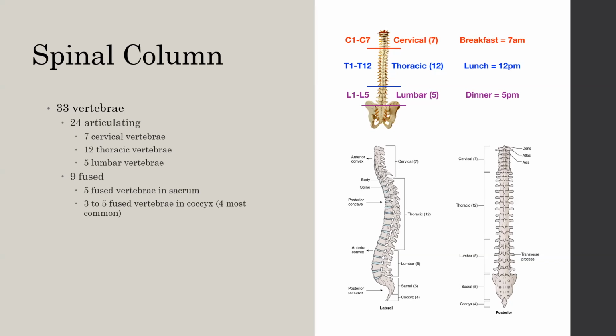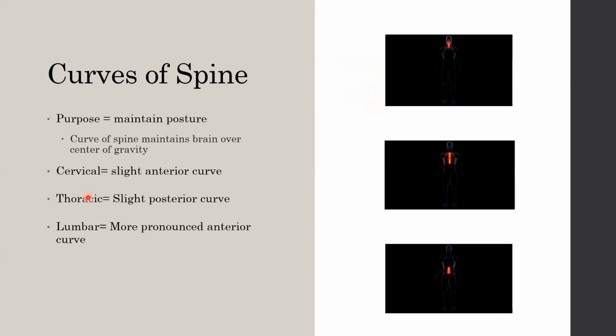in our coccyx. For the purpose of this lecture, we will be focused primarily on the 24 articulating vertebra region, which will include our cervical, our thoracic, and our lumbar compartments. Each of these compartments will have a specific curvature, and the curves of the spine allow us to maintain posture and dissipate forces throughout our spinal column.